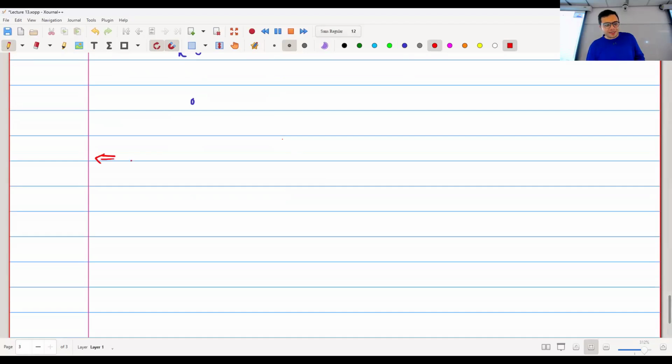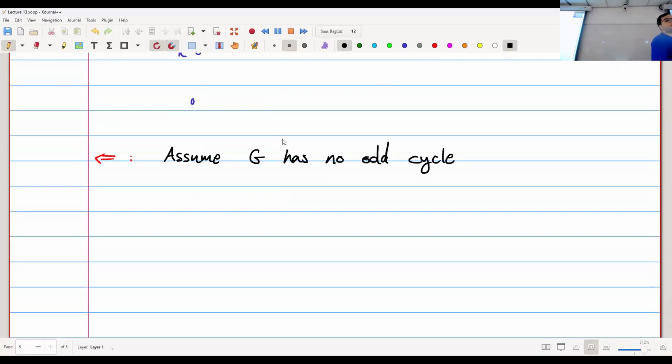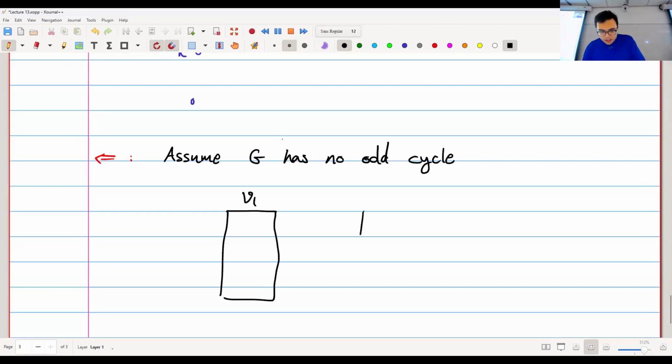Okay, now let's do this side. So now we're assuming that our graph G has no odd cycle. And assuming that it has no odd cycle, we want to prove that it's bipartite. So we want to somehow divide the vertices in two groups. How would you divide the vertices in two groups? Well, let's just start with an arbitrary vertex, and let's say I want to have two groups, right? I want to have V1 here, and I want to have V2 here.